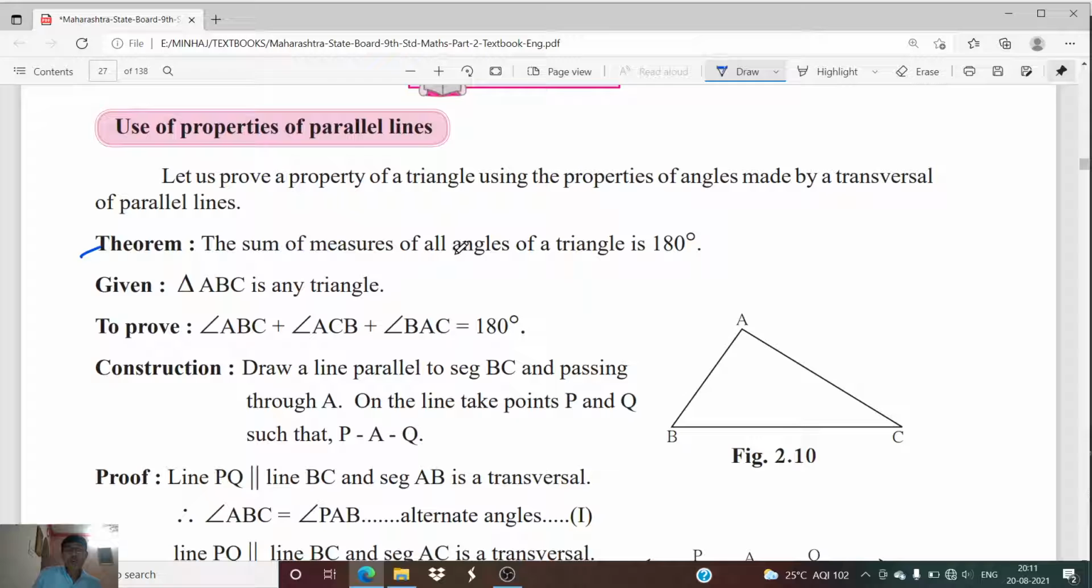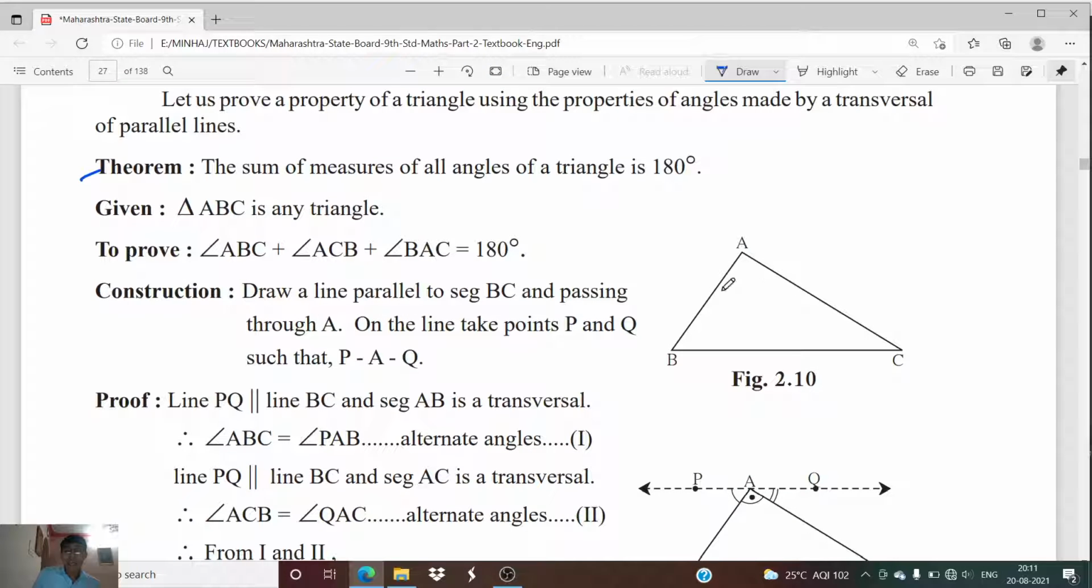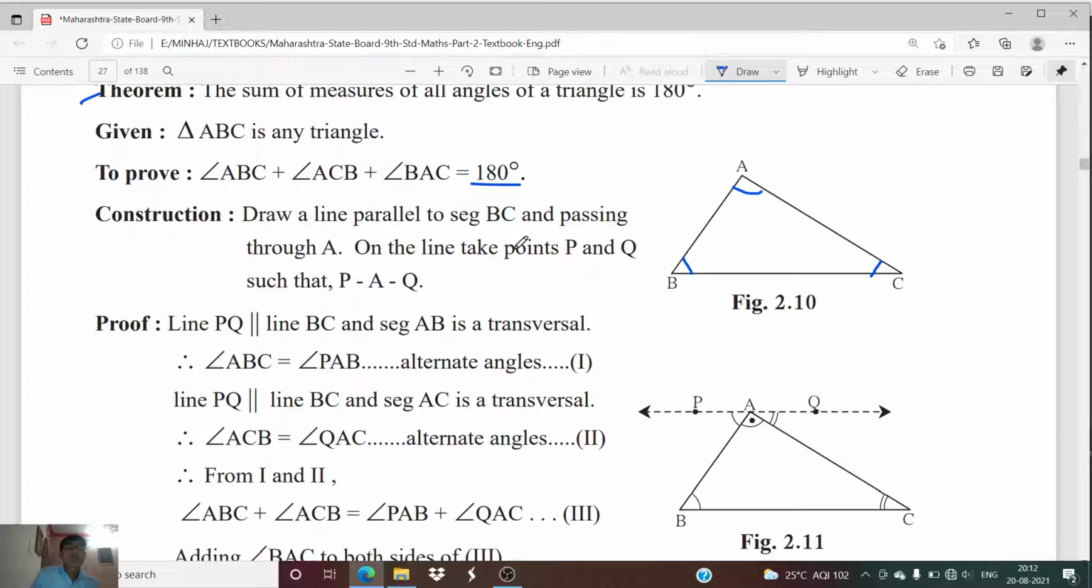So what is the statement of the theorem? The sum of measures of all angles of a triangle is 180 degrees. We have taken a triangle, that is triangle ABC. What we have to prove is that angle ABC, that means this angle, plus angle ACB, that is this angle, and angle BAC, that means this angle, the sum of all these three angles is 180 degrees. We have to prove this.